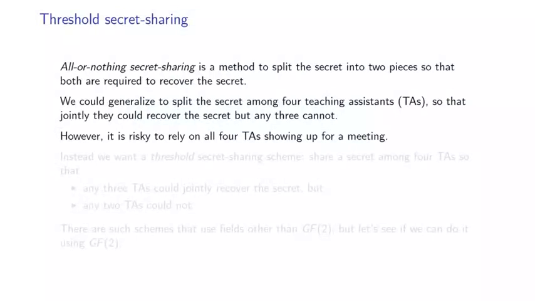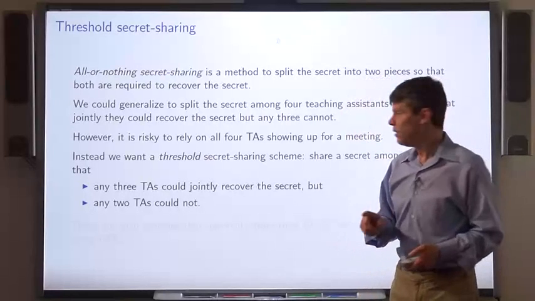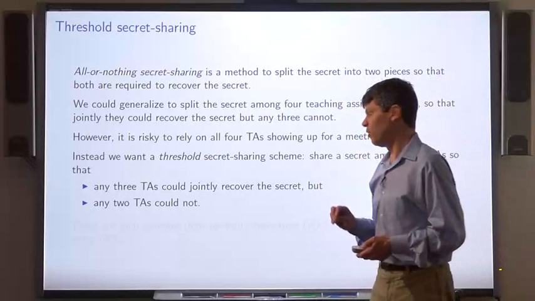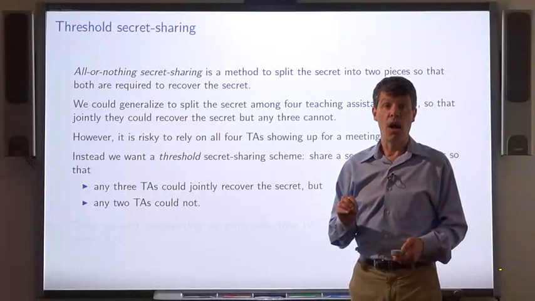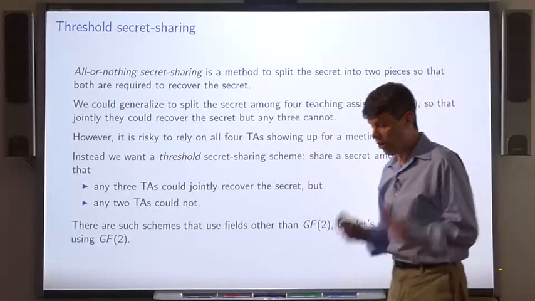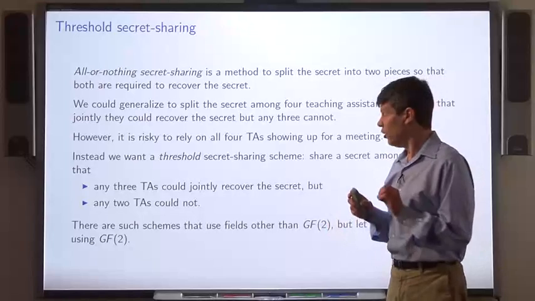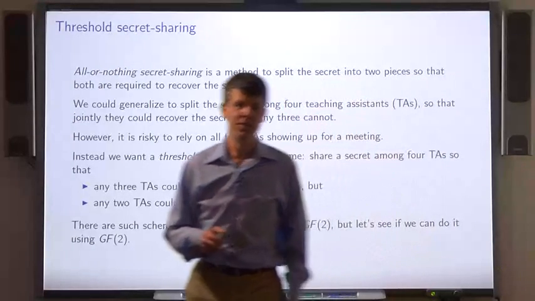However, it's risky to depend on all 4 TAs coming together at a scheduled meeting. So instead, we're going to search for a secret sharing scheme that's based on a threshold. That is, that any 3 TAs could jointly recover the secret, but any 2 TAs have no idea what the secret is. There are schemes that use fields other than GF2, but let's see if we can do it using GF2.